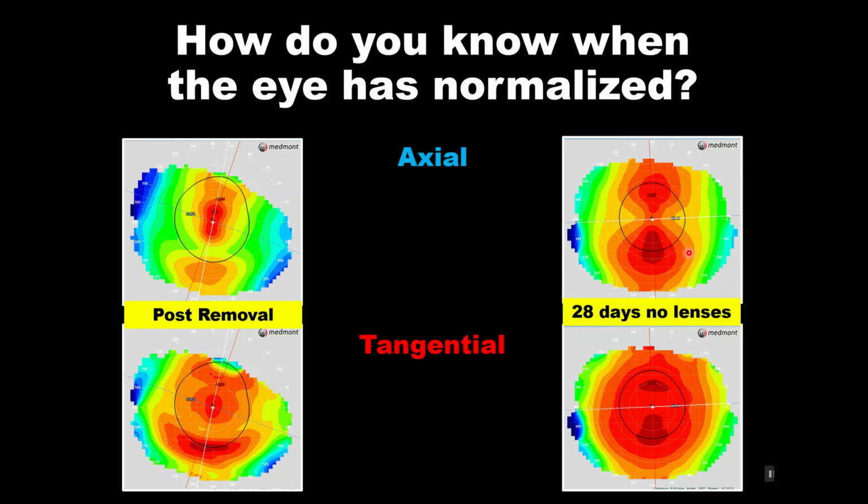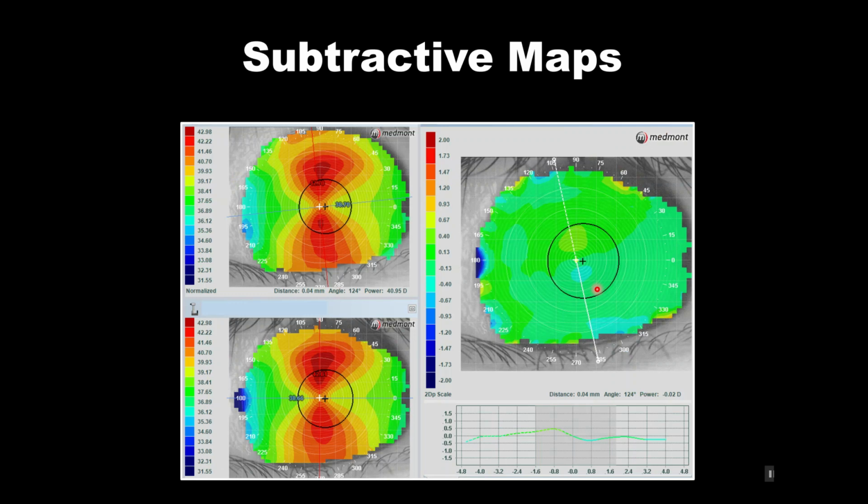And then we can also use the topographer to understand when we've achieved normalization. So from this point to this point, we can clearly see there's a difference with 1 month of no lens wear. But have we truly achieved normalization? That's where you might pull up the subtractive map.